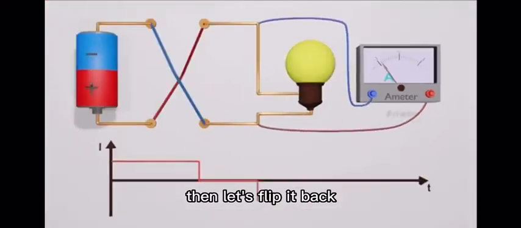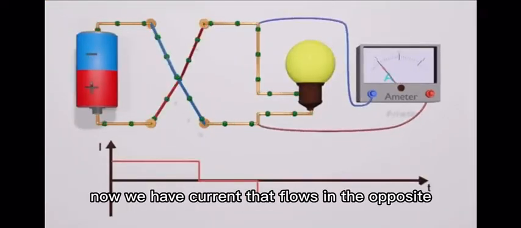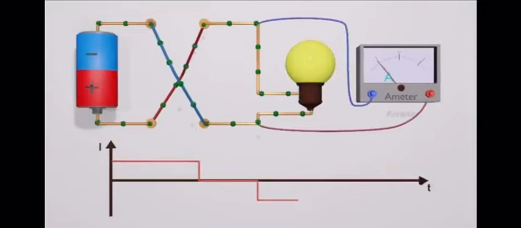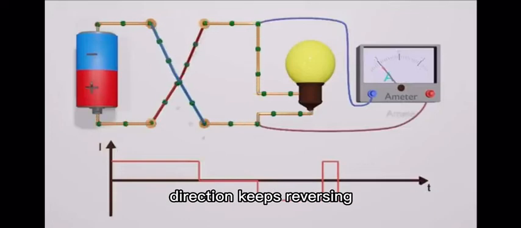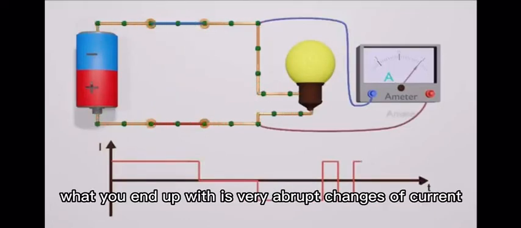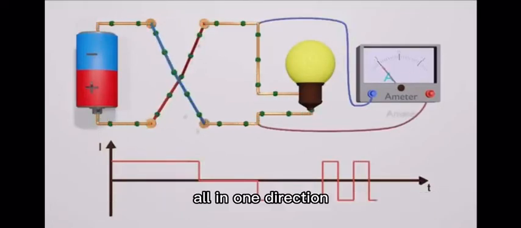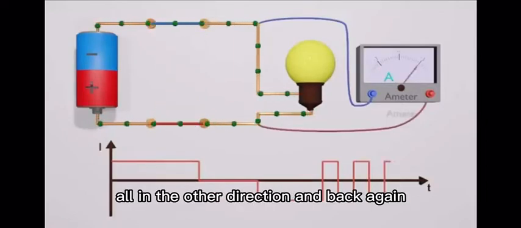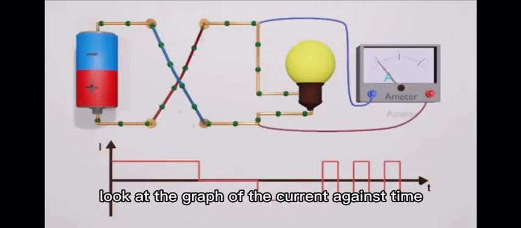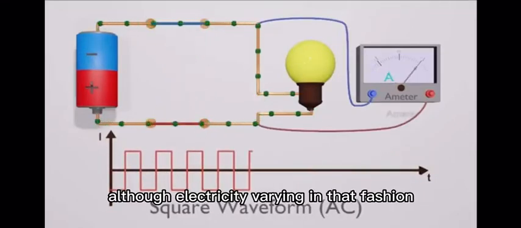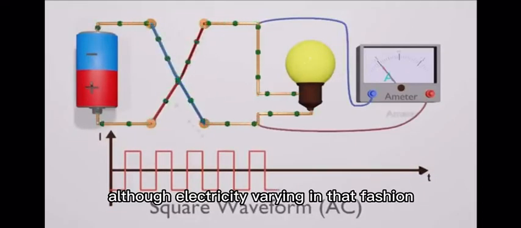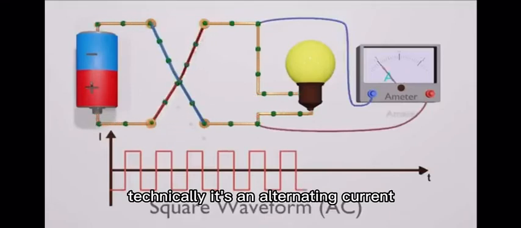Then let's flip it back. Now we have current that flows in the opposite direction. Likewise, we can change the wires back and forth so the current direction keeps reversing. What you end up with is very abrupt changes of current. All in one direction, all in the other direction, and back again. Look at the graph of the current against time, you'll get a square wave. Although electricity varying in that fashion, technically, it's an alternating current.